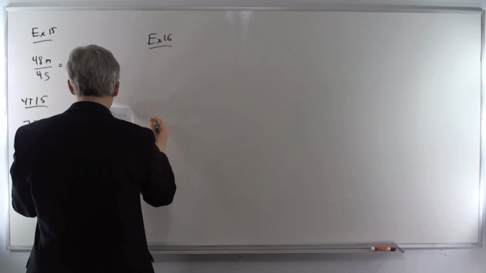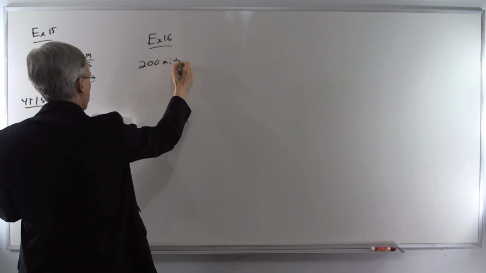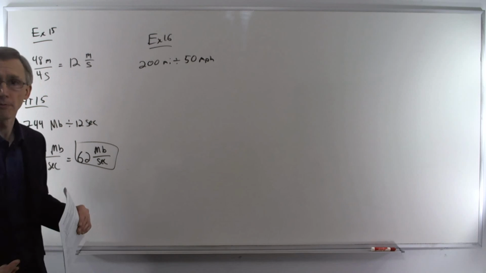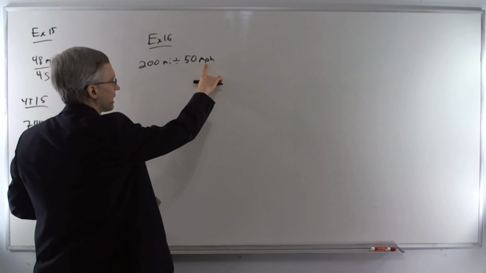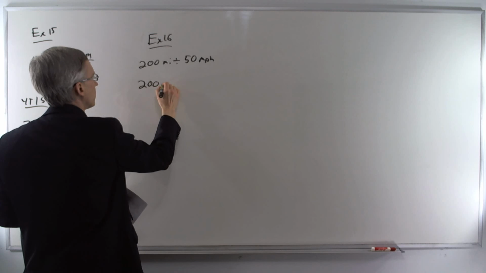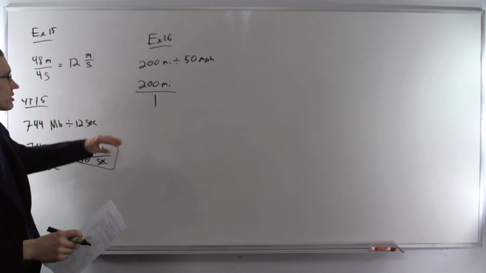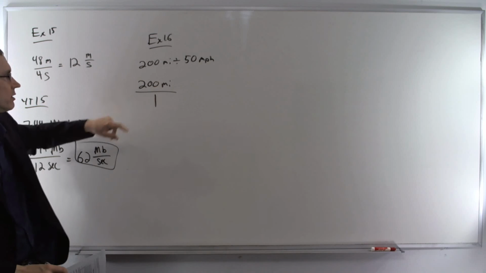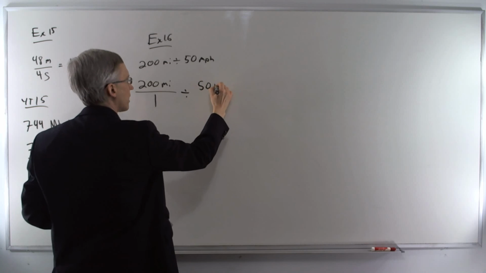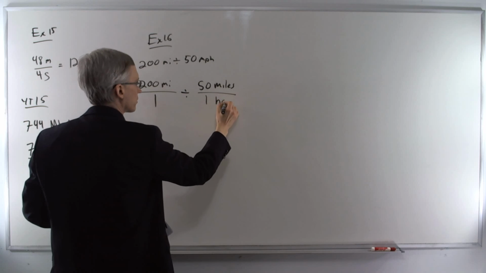So example 16, we got 200 miles divided by 50 miles per hour. So per is division, so per can be written as the division line. So really what this ends up becoming is 200 miles. And we can always write any number over 1. So since we're working with fractions, let's just turn that first quantity into a fraction. 200 miles over 1. And then we're going to divide by 50 miles on top. Per is the division line, hours on the bottom, 1 hour.